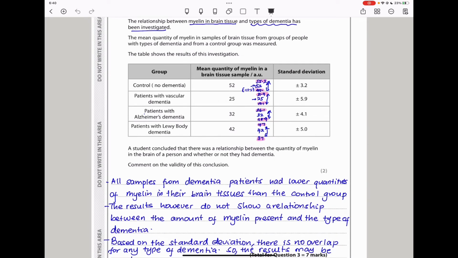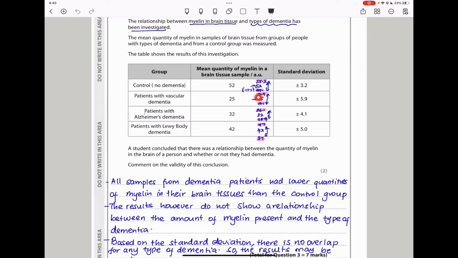So we can see here they say the control group without dementia, the mean quantity of myelin in brain tissue is higher in comparison to all the other groups. Here we can see the standard deviation, of course, plus or minus. So if we are given the standard deviation, then we have to see if there is overlap in the data or not. Patients with vascular dementia have the least quantity of myelin. Those that have Alzheimer's dementia are in position 3. And the patients with Lewy body dementia are closer to the control group, so the value is a little bit higher in comparison to the others.